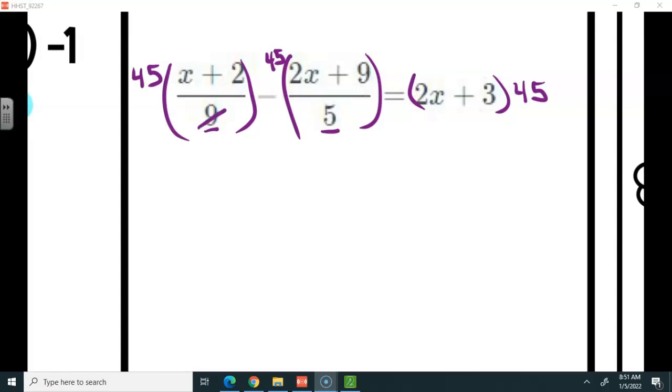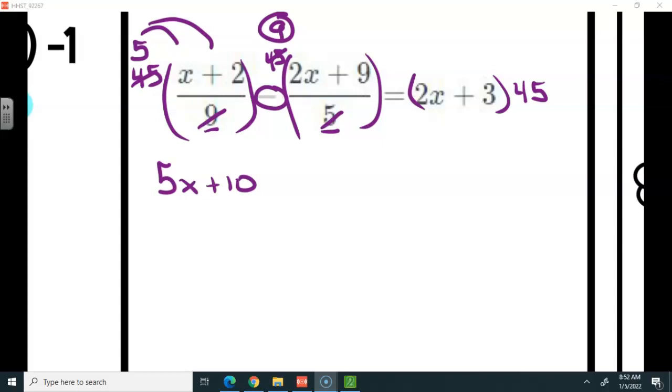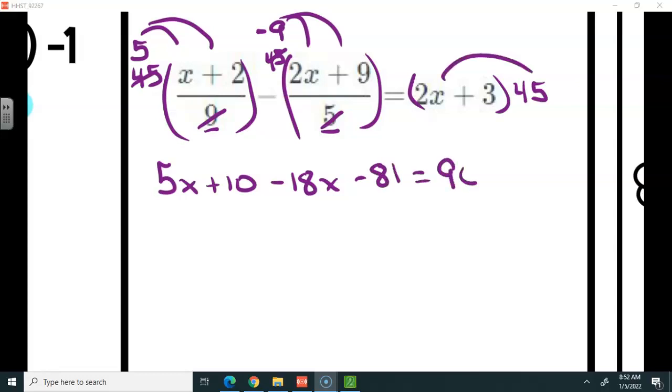So 9 will divide into 45 5 times, and then you're going to distribute that 5, and that's going to give me 5x plus 10. And 5 will go into 45 9 times. Now this negative will make that 9 negative. So when I distribute that, I'm going to distribute a negative 9, and that's going to give me negative 18x minus 81. And then that's going to be 90x plus 135. Okay, so that eliminated our denominator, and now it's just a basic equation.